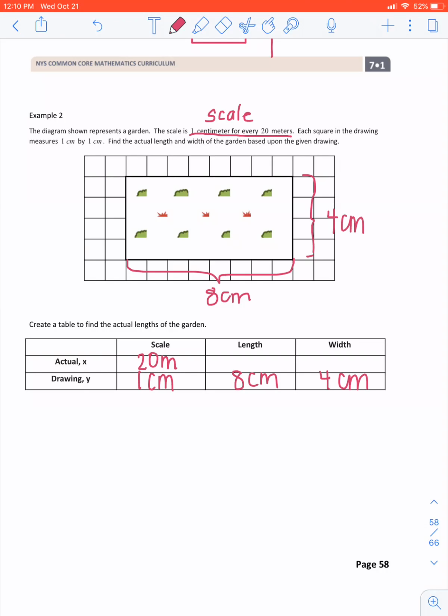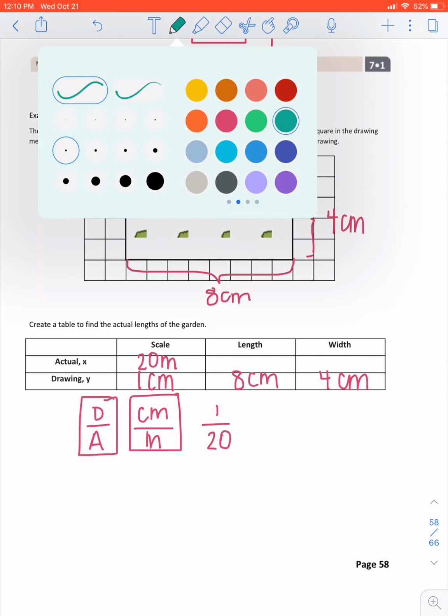Now I'm going to set up a proportion to solve for the missing values, the actual values. So remember, it's drawing over actual, okay? So in the drawing we were measuring with centimeters. Actual dimensions were being measured with meters. So centimeters over meters. Now remember, we're going to start with the scale first. So 1 over 20, that is our scale.